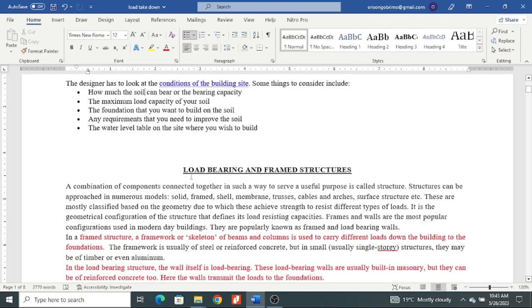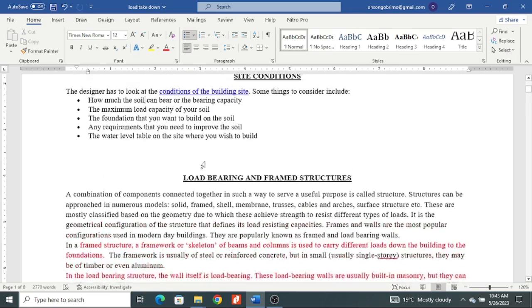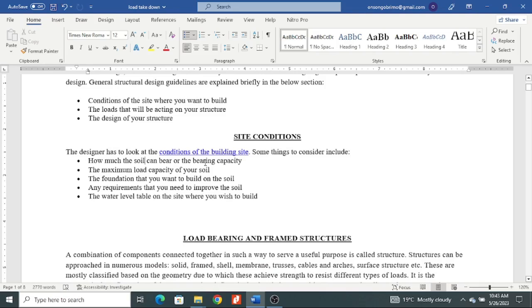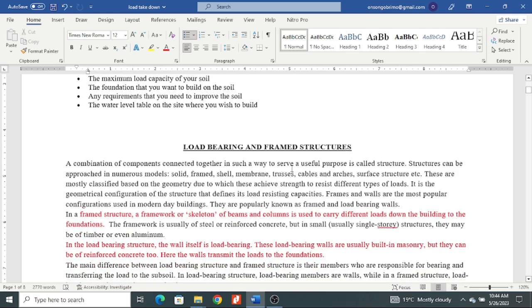Secondly is the load, the way I'm going to distribute my loads to the foundation. We stated that you need to determine the loads coming from your structure. If there are heavy loads, there are some systems you should incorporate. If the structure is not that heavy, there are also some systems you can incorporate. So I have gone through something here about load bearing and framed structures.